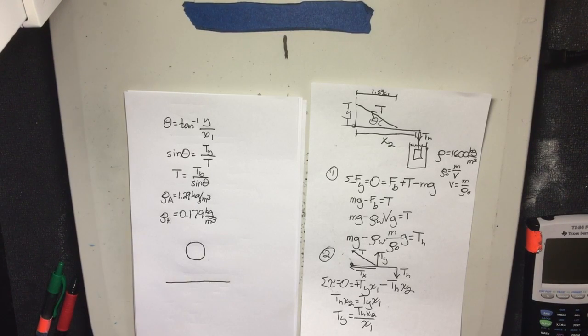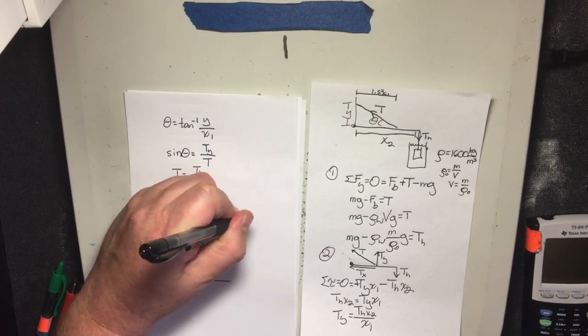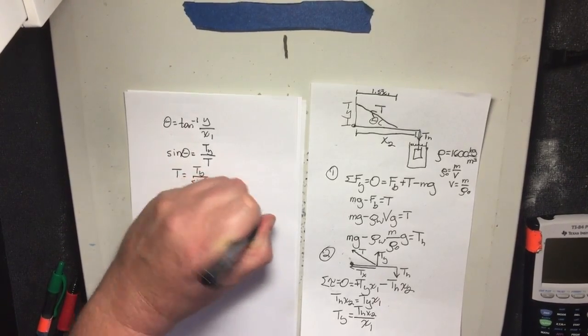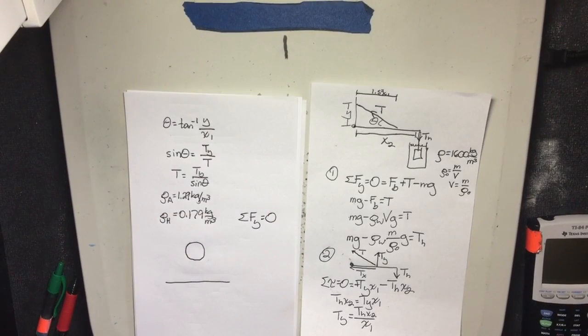So it's doing nothing. If it's doing nothing, what do I know about it? The net forces in the vertical are zero. It's not going up or down. We haven't even gotten to the question of the problem, and we're already coming up with information.